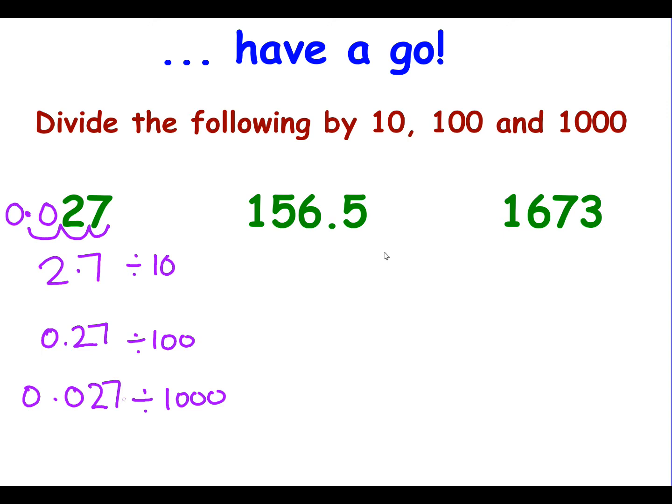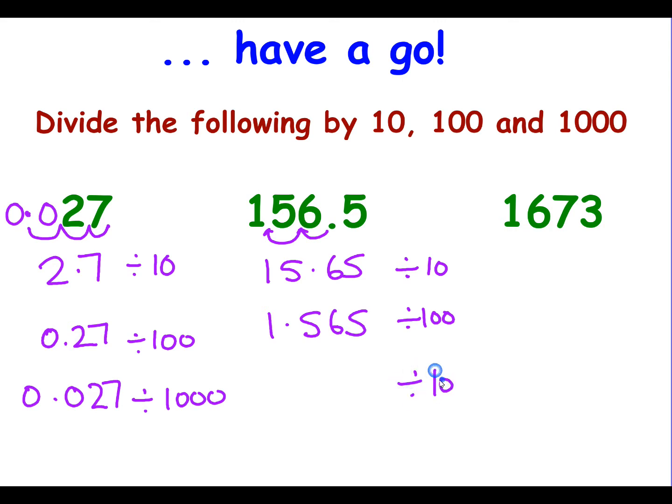Let's do the same with 156.5. Dividing it by 10 changes it to 15.65. Dividing it by 100 moves the decimal point along 2 places, so it becomes 1.565. And dividing it by 1,000 moves it 3 places to the left. 1, 2, 3. So our decimal point's there, and it becomes 0.1565.